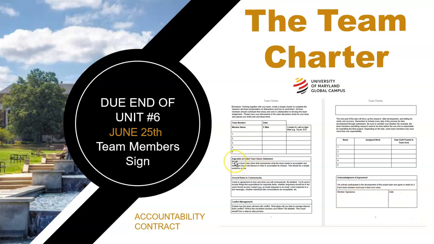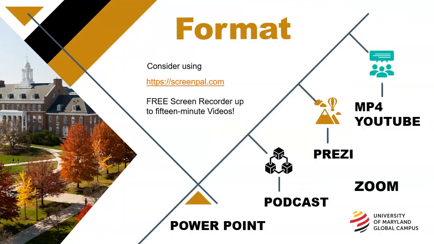So if you have a team member that is ghosting you, they're not communicating, you're just not hearing from them at all, they shouldn't be signing the team charter then. It's as simple as that. You can view this really as an accountability contract to make sure that everyone is contributing in some way to the team project.